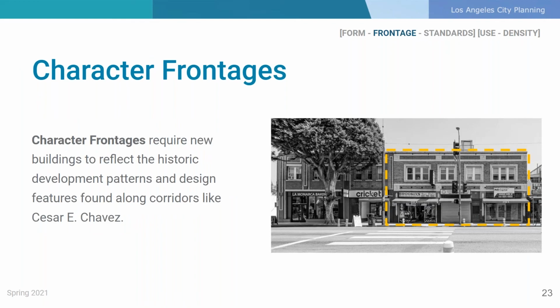Design standards and building materials influence the character of buildings. Proposed zoning introduces character frontages, which require new construction to use design features and materials that reflect the existing development patterns found in the neighborhood. One such area where character frontages will be applied in Boyle Heights is the historic Brooklyn neighborhood corridor, along Cesar Chavez between Mott and Cumming Street.